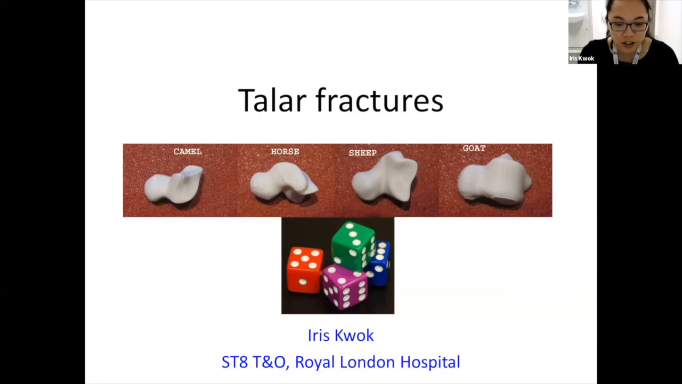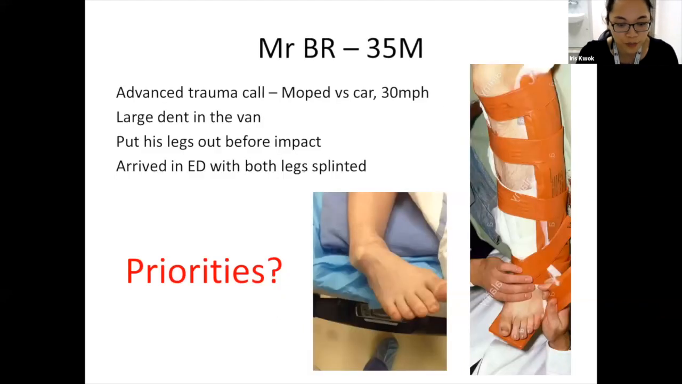So let's get started. I'm going to start off with a case. You are the registrar on call at a major trauma centre, and you've been called to resus for an advanced trauma call. This is a 35-year-old gentleman who's been involved in a moped versus car accident. The paramedics report that there was a large dent in the van, and the patient himself says that he put his legs out just before impact. So he's come to the ED with both legs splintered by the paramedic crew.